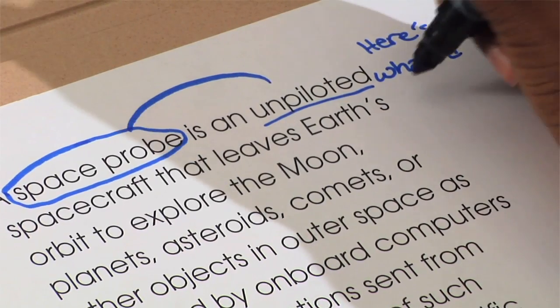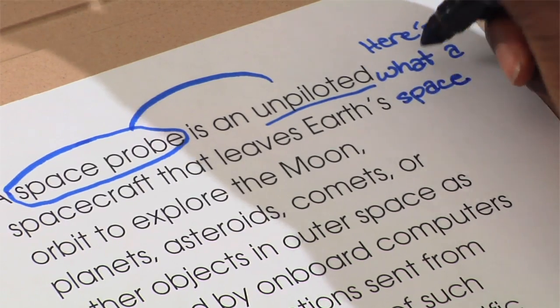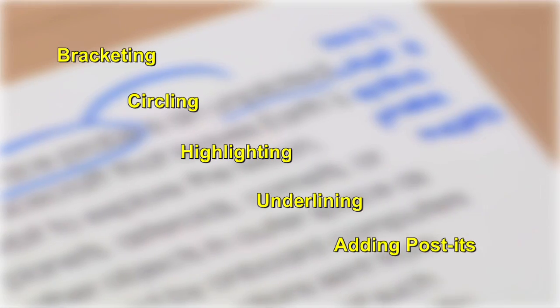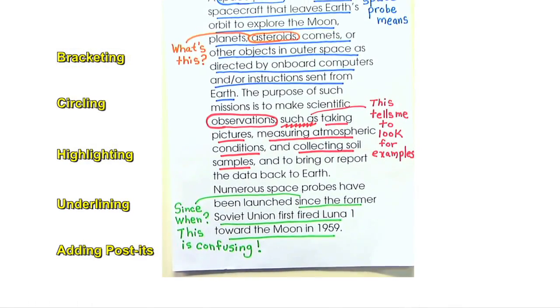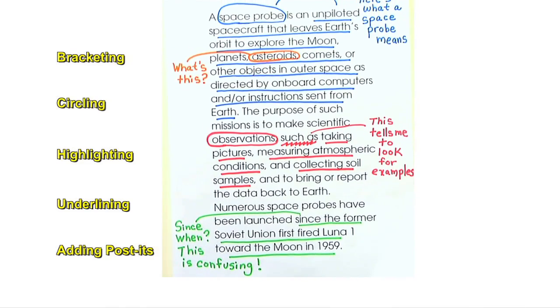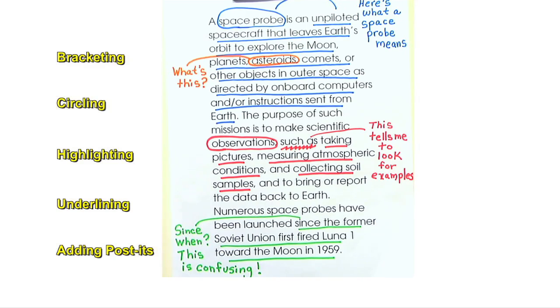One way to support close reading is to give students opportunities to read and mark up a small section of text: bracketing, circling, highlighting, underlining, and adding post-its. This activity helps emphasize the connection between language and meaning. It means giving students plenty of time to read and reread a text, to reflect and to record their thinking.